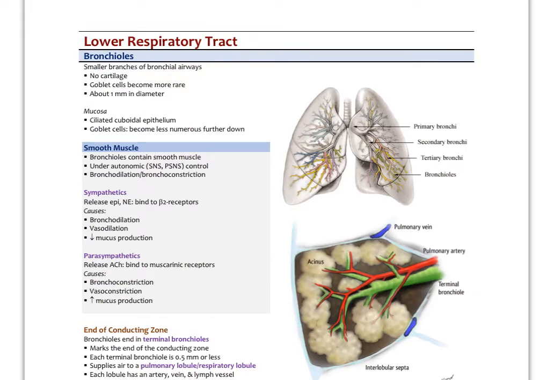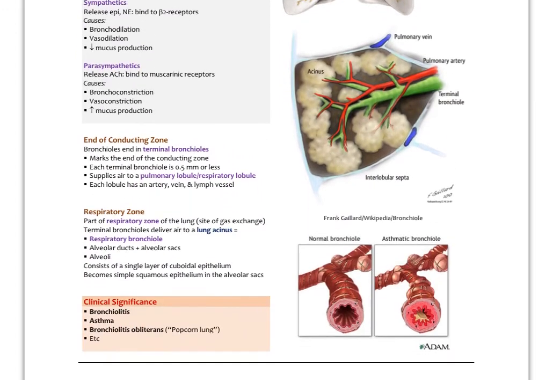Going downward from those subsegmental bronchi, now we have the bronchioles. So they're smaller branches of the bronchial airways. There's no cartilage anymore, and there are fewer and fewer goblet cells, and they're only about 1 millimeter in diameter. The mucosa changes as well. So it goes from that columnar ciliated respiratory epithelium to ciliated cuboidal epithelium, more cube-like, squared, not so much rectangular. And again, this is all resting on the basement membrane. And again, the goblet cells become less numerous. The important thing is the bronchioles have a lot of smooth muscle, no cartilage, but smooth muscle.